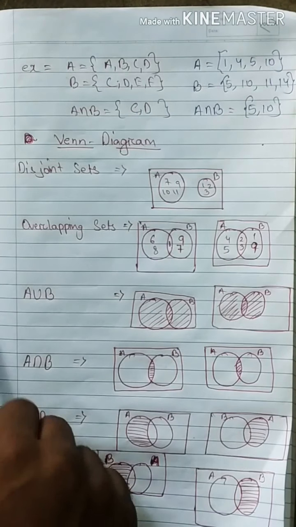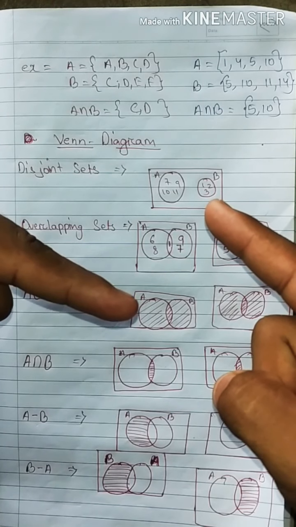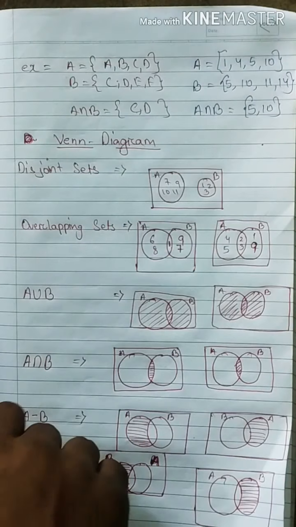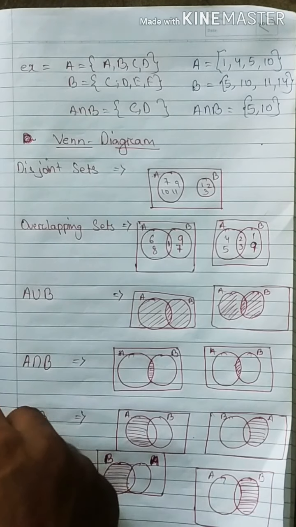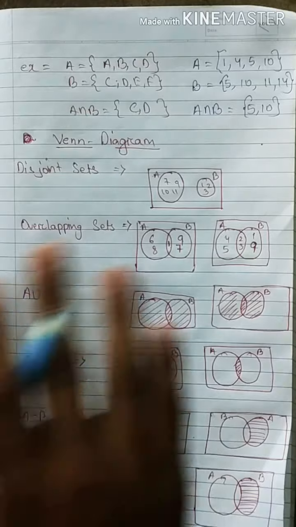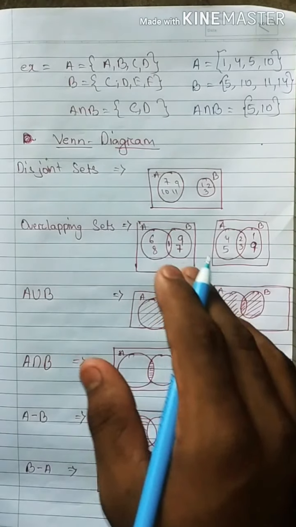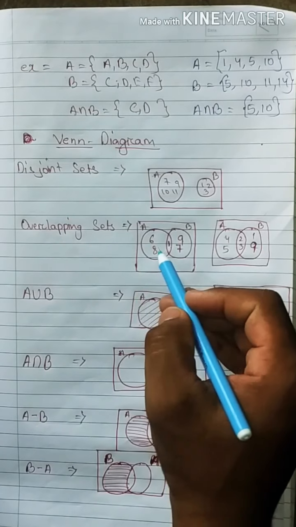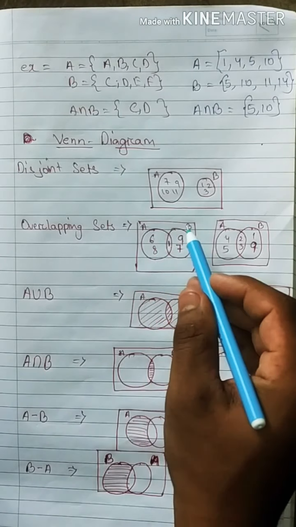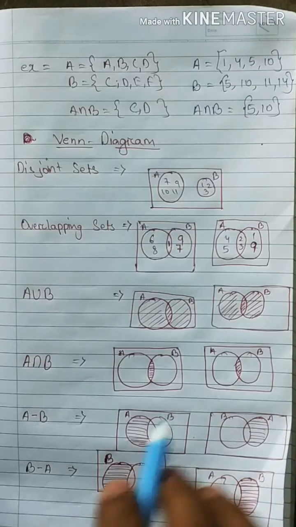Overlapping sets. See, this is a set and this is a set. When they come upon each other, this is known as an overlapping set. It is when one element is common, or two elements or more than two elements are common. See here, set A has 6, 8, 1 and set B has 9, 7, 1. 1 is common, so it is overlapping.